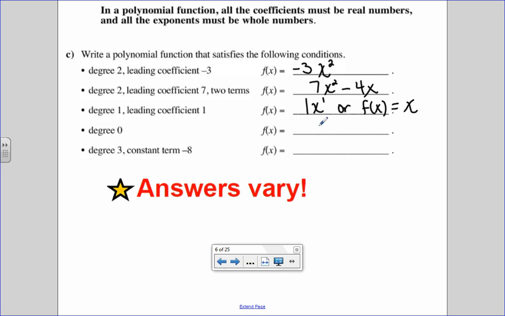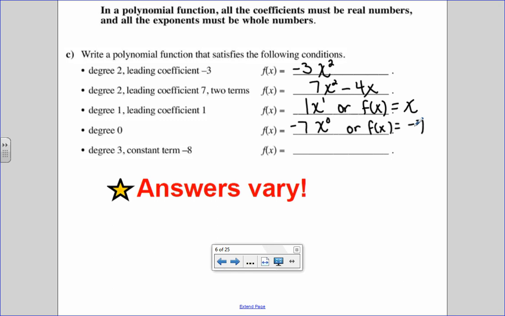Okay, degree 0, that means I have x to the 0. So I have to have a number in front of that. Could be a 1, could be a 2, could be a -7, could be anything that you wanted to. Let's do -7. So I could write it like that, or I could just say f of x equals -7.